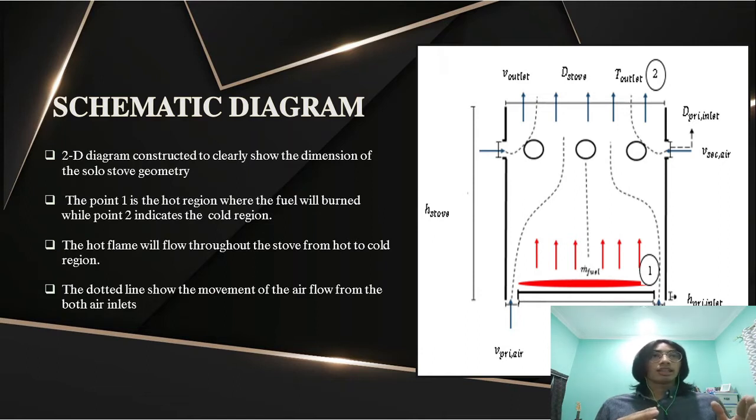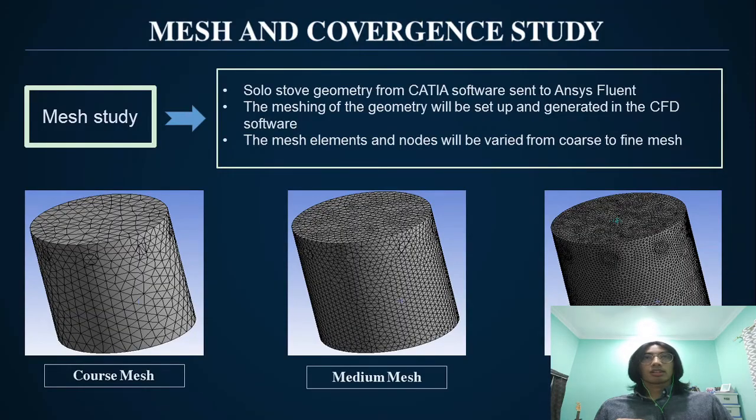As you can see, as the air velocity is injected into the stove, it will flow to the outlet. Next, after the design model has been finalized, the mesh and convergence study will be carried out in the CFD software. The mesh study is very important. The meshing of the geometry will be set up and generated in the CFD software.